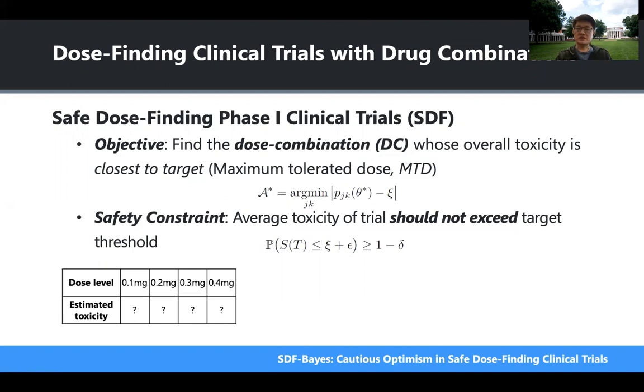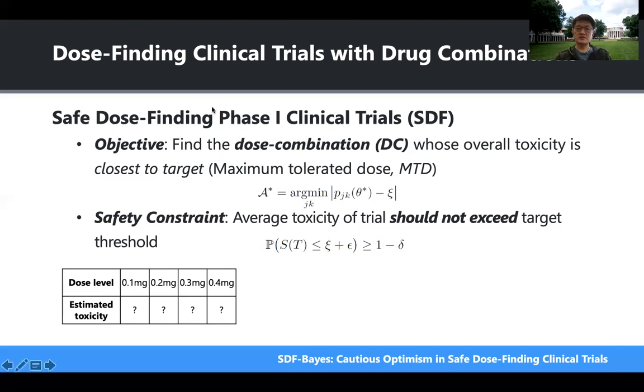The main challenge associated with this task is how can we do this safely? Because phase 1 clinical trial is acting on human participants. So we want to be very careful about exposing these participants to unnecessary overdose. The safety constraint we enforced in this work is that the average toxicity of the trial does not exceed a target threshold.